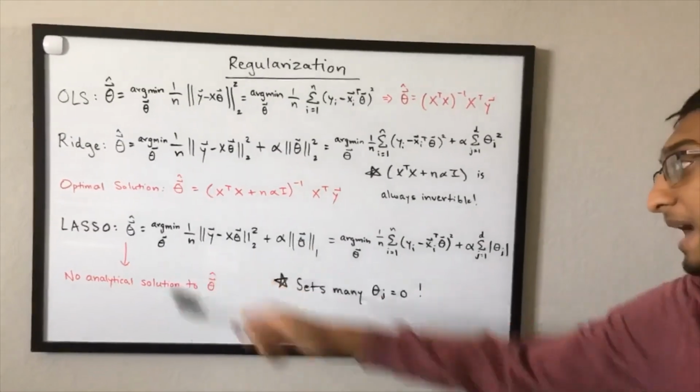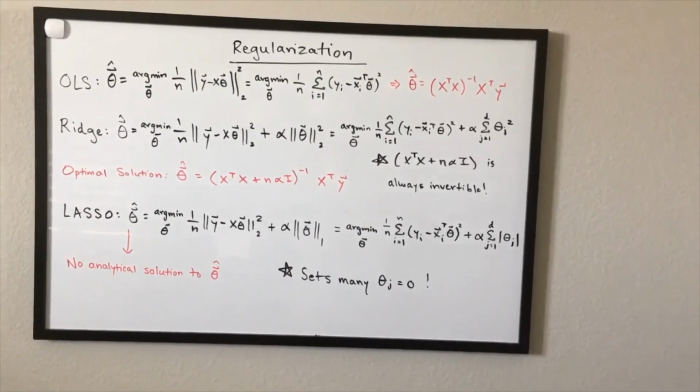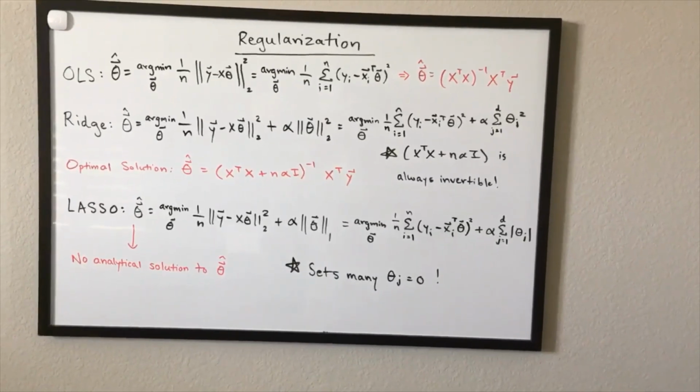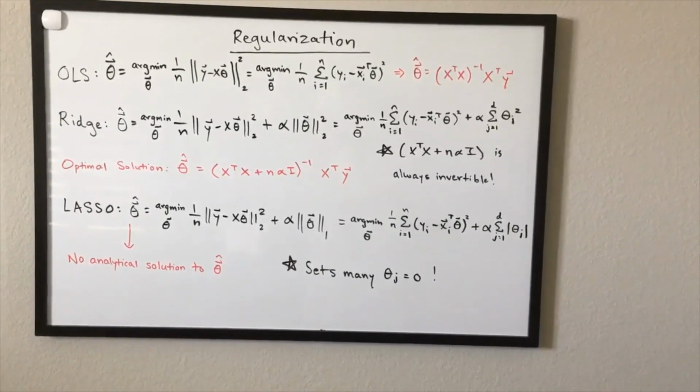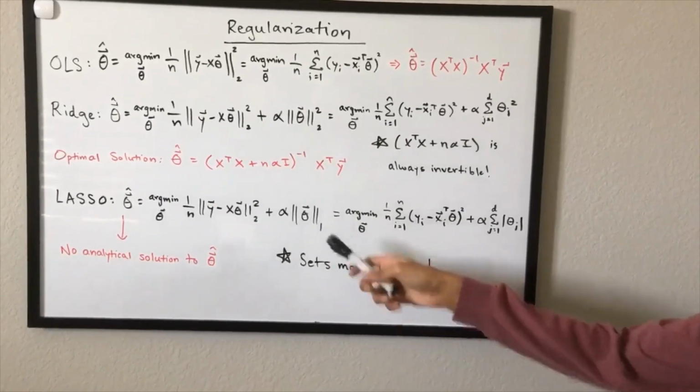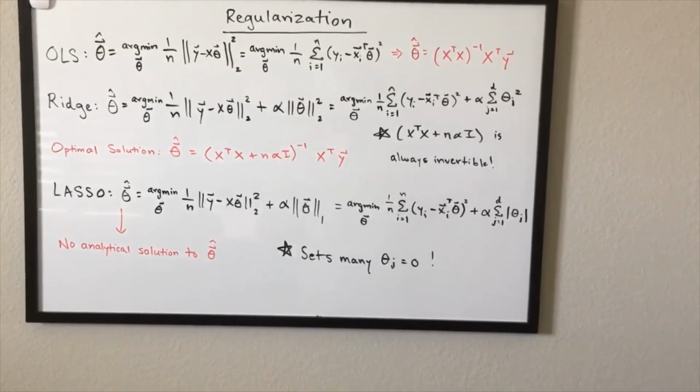Finally, we have lasso regression. In lasso regression, we do also add an extra term, but instead of using the square of the L2 norm, we simply use the L1 norm of the vector of weights. What does that mean?